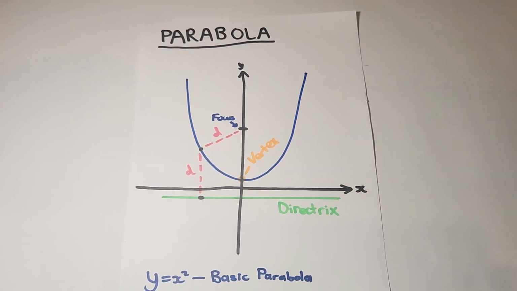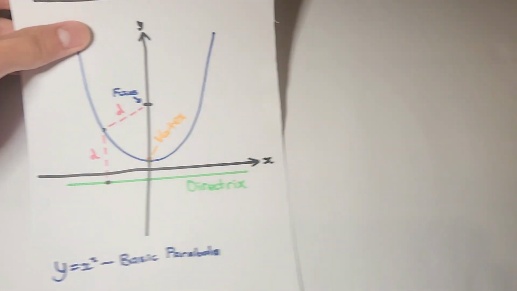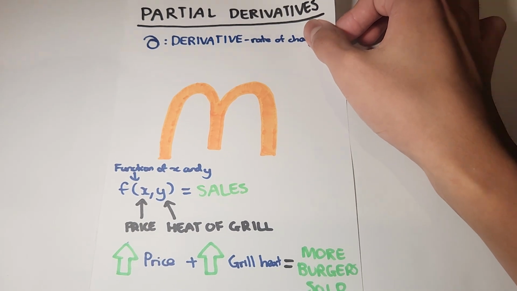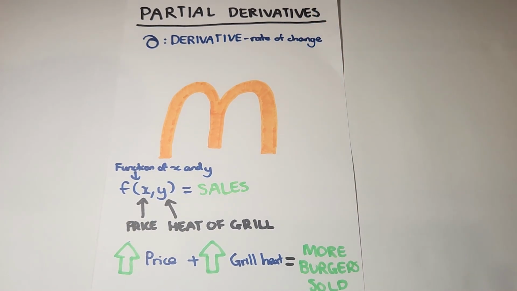Mathematically, they're defined as a curve with every point on them equidistant from a fixed point called the focus, and a straight line called the directrix. Now let's move on to partial derivatives. Partial derivatives are a much more complicated mathematical concept.